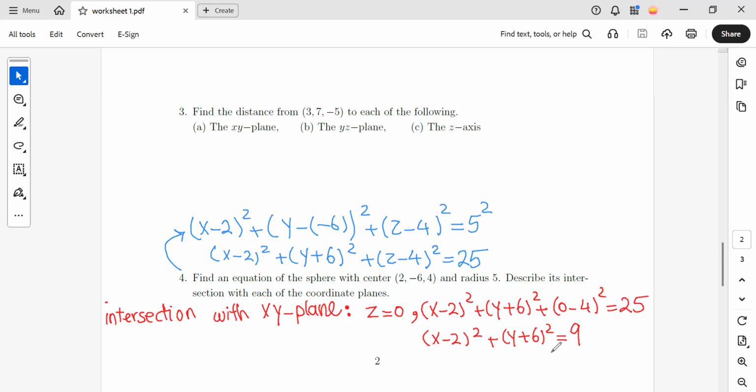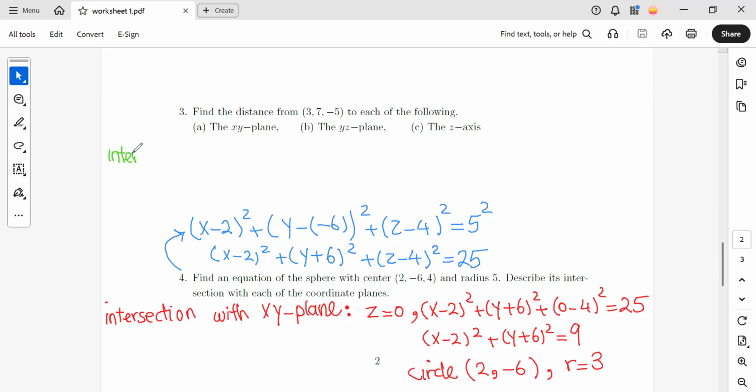What does this equation say? Or what shape is this equation representing? It is representing a circle with the center (2, -6) and the radius equals 3. So the intersection with the xy plane is a circle with this information. Likewise for other planes. So let me write it here.